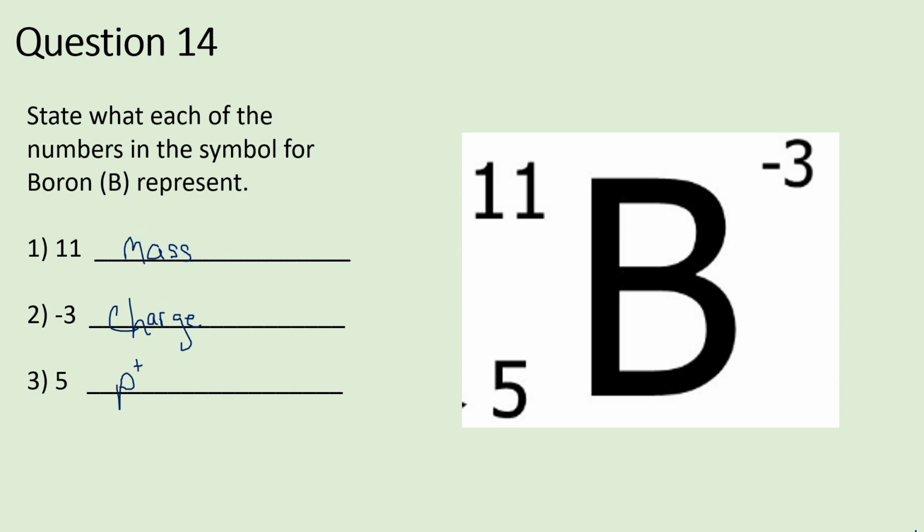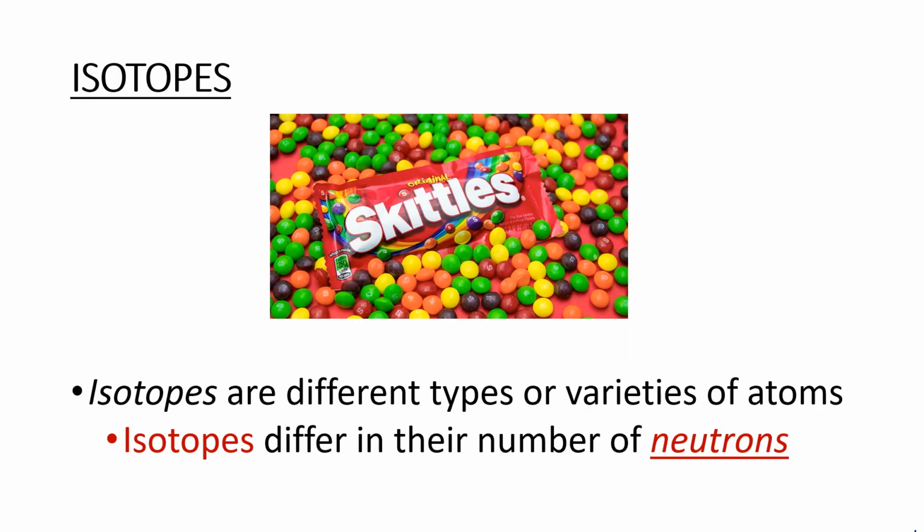Okay, so the 11 tells you the mass. Remember, that's the sum of the protons and neutrons. -3 is the charge. This is an anion because it's negatively charged. And number 5 represents the number of protons that boron has.